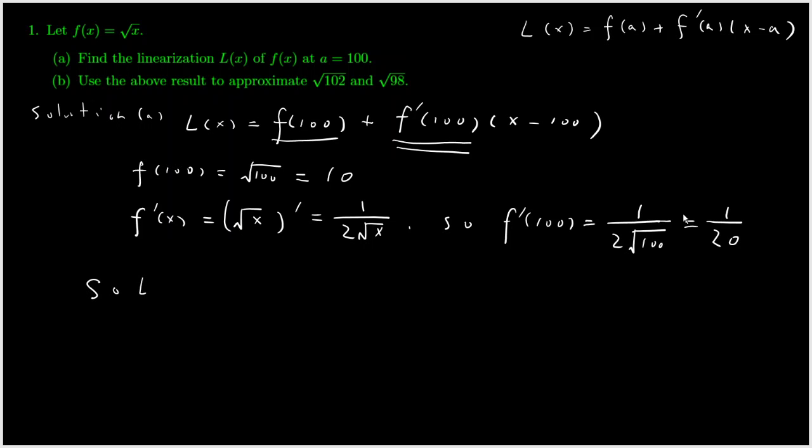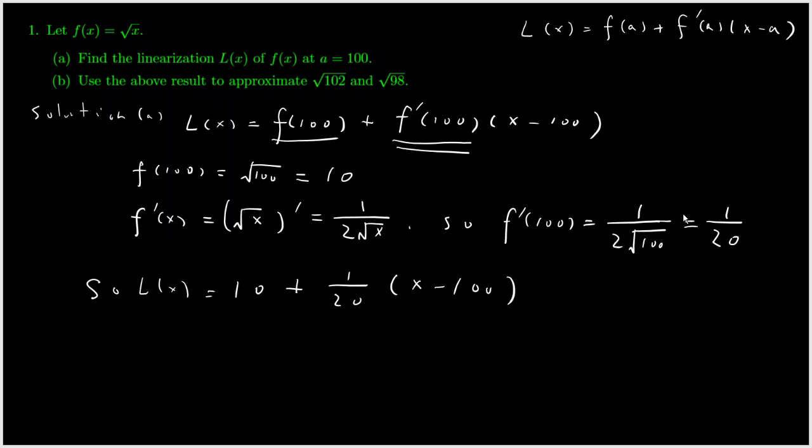So L of x is equal to the value of the function at 100, which is 10. Okay, f of 100 is 10, right? And then plus 1 over 20, the derivative of the function at 100, and then times x minus 100. Do you see that's actually a linear function? Again, do not forget the name. It's called the linearization of the function at a value of 100, or you can say at x value of 100.